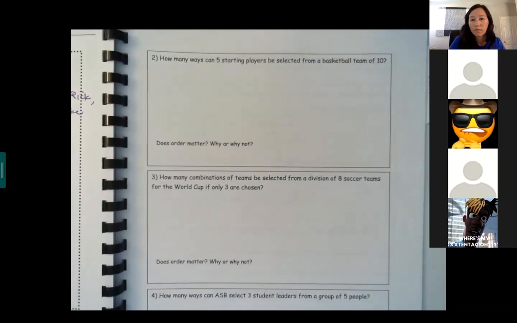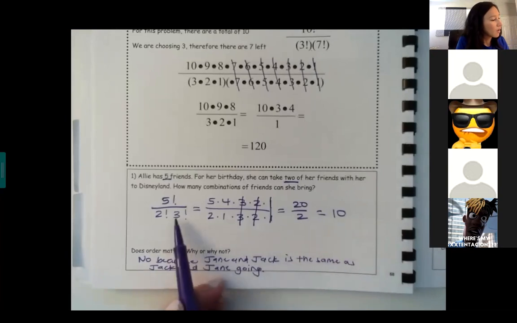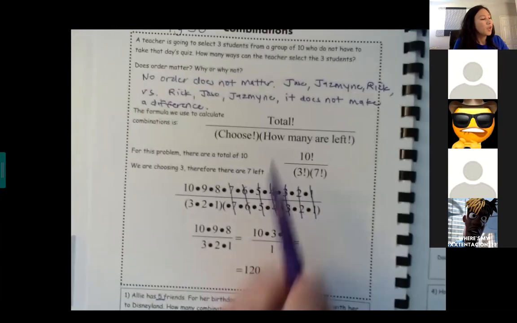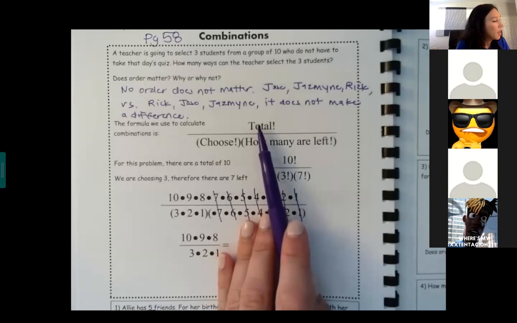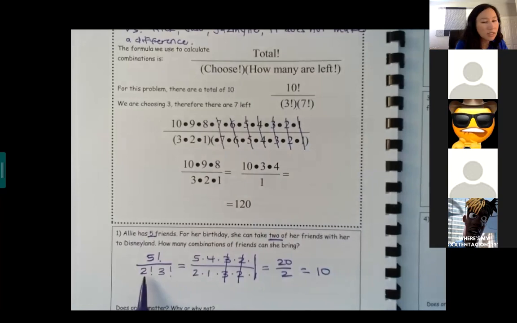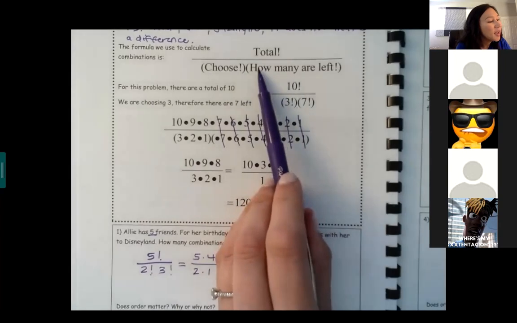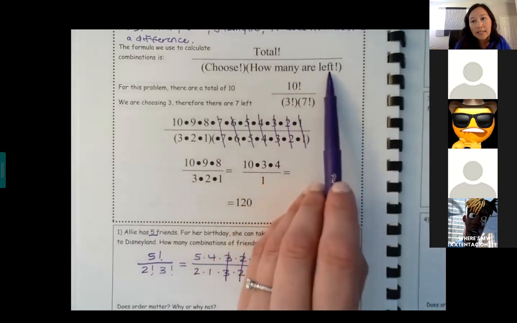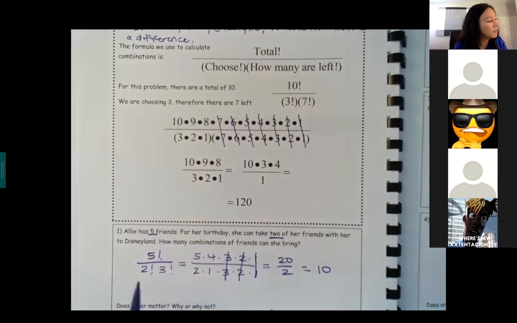Wait, so on the last question, how did you get 5 over 2 times 3? I think that's what it is. So you put the total, and then you divide it by the number that you choose. So she was choosing 2 friends to go to Disneyland, so that's why we put 2 factorial. And then times how many are left that didn't get chosen. If they're choosing 2, then 3 would be left. Okay, I get it then. So these 2 numbers should always add to your total on top. Good question.